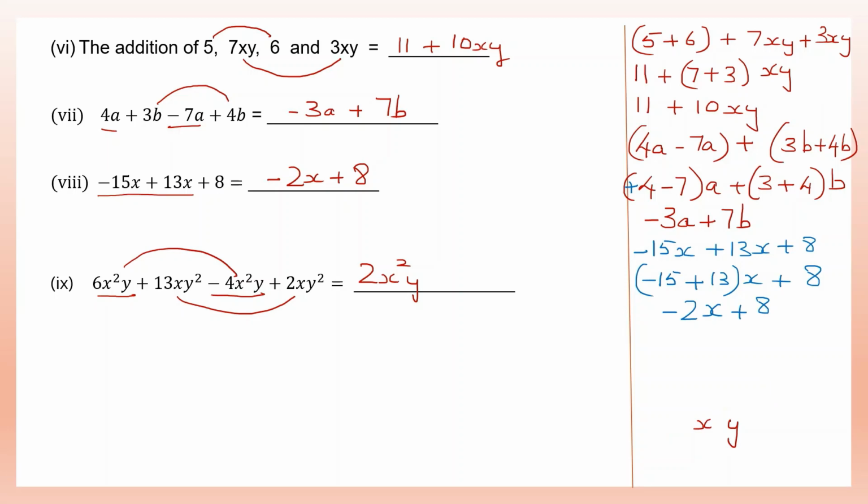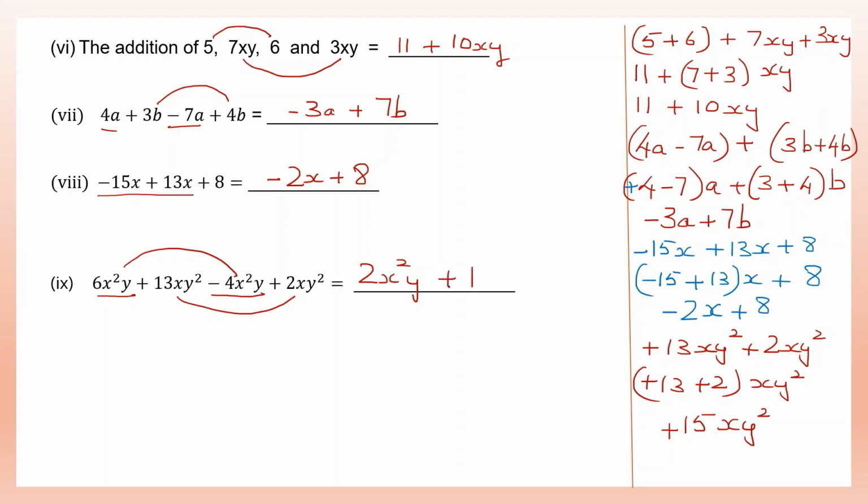We have another set of like terms in the same question. So let's do that. So I have plus 13xy square and plus 2xy square. Let's take the numbers. Plus 13 plus 2, xy square. When signs are the same, put the same sign and add. 13 plus 2 is 15. 15xy square. So let me write that. Plus 15xy square.